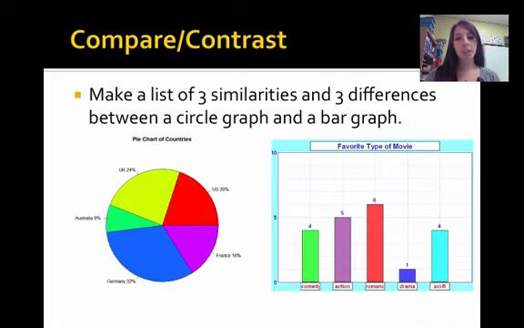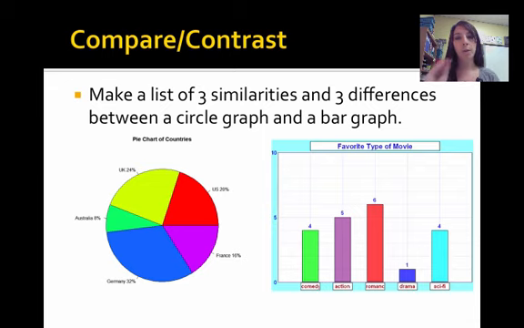Alright, so I want you to look at these. This is an example of a bar graph and a circle graph. I want you to just make a quick little list of similarities and differences between a circle graph and a bar graph. Just look at them quickly and see, okay, what is similar about bar graphs and circle graphs? What is different about bar graphs and circle graphs? Okay? And then that's all I need you to do for today.